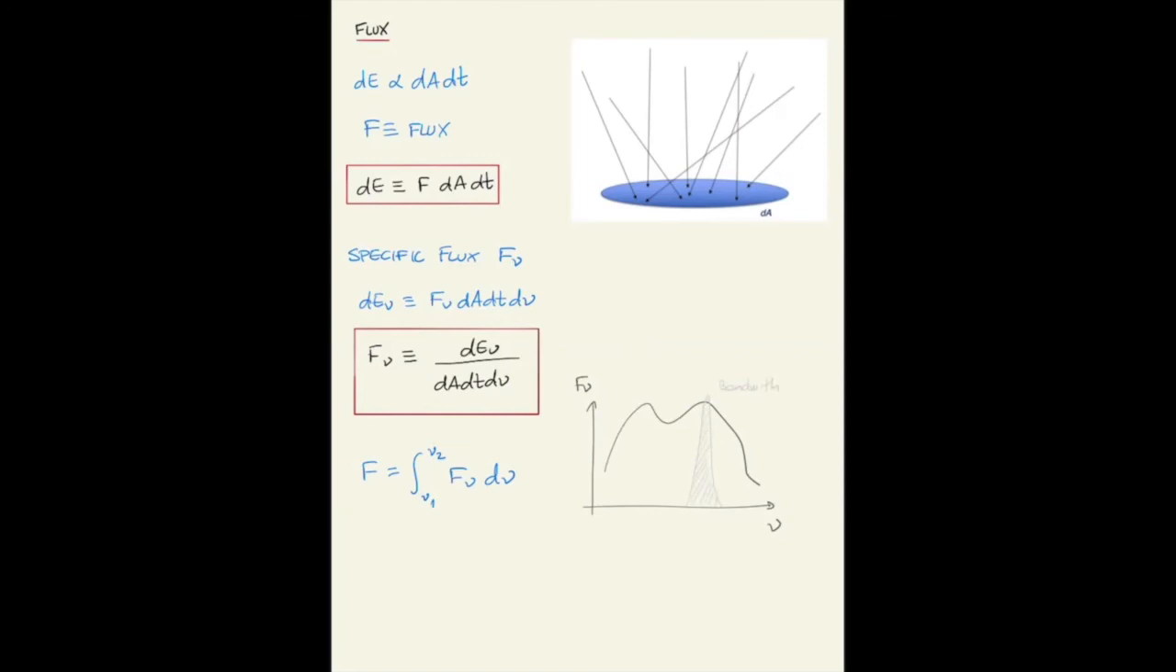So that the units of the specific flux come out correctly, the specific flux must be defined per hertz. Now, the unit of the flux is energy per area per time. The unit of the specific flux is energy per time per area per hertz. Finally, we can also define the bolometric flux, which is just the total flux integrated over all frequencies.